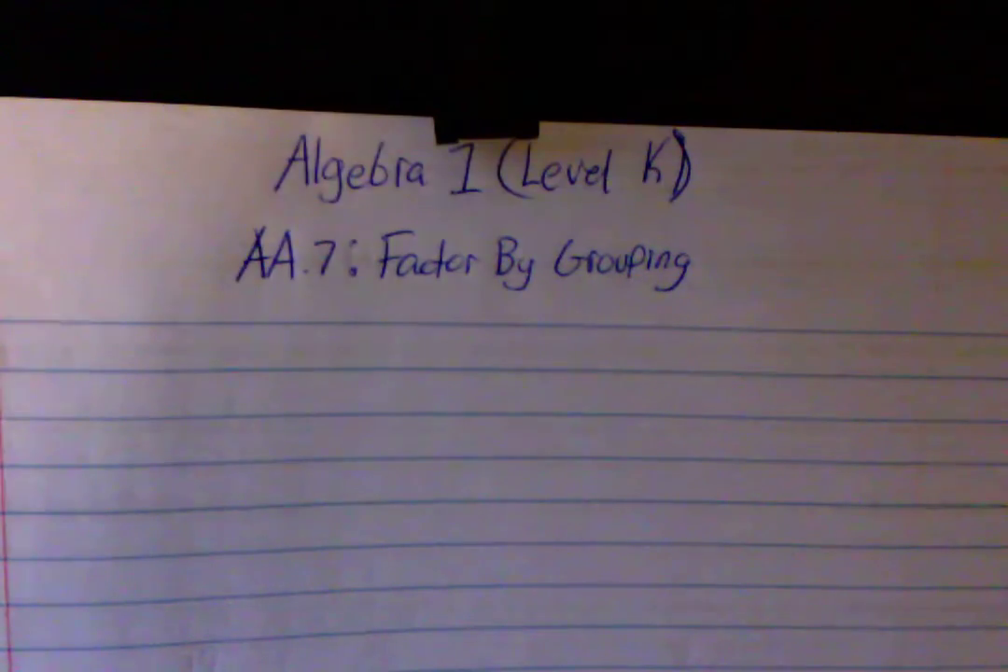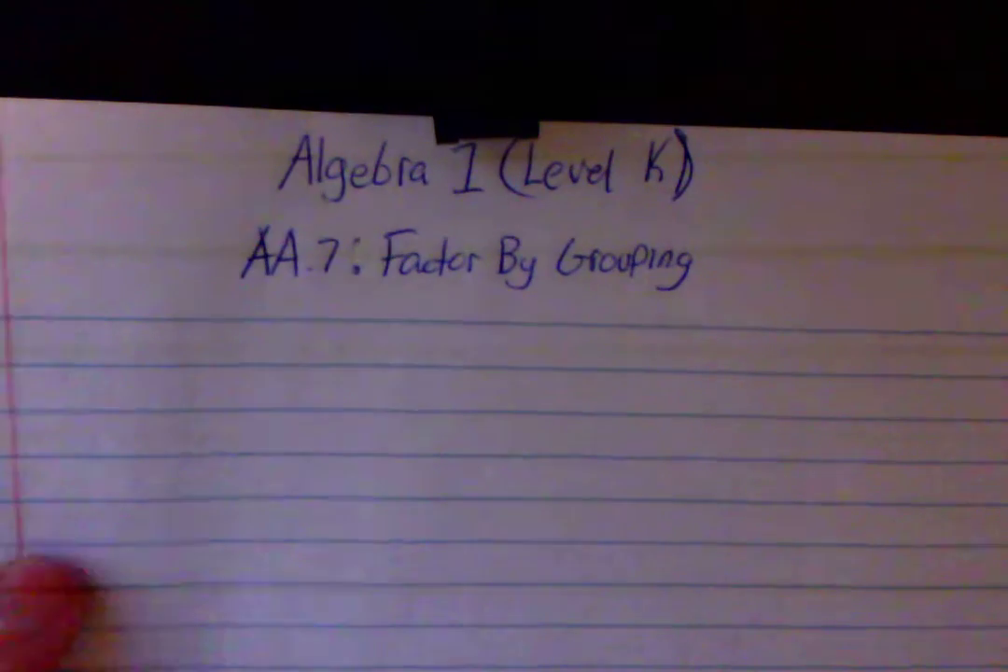In this video, I will be discussing Algebra 1, or Level K, AA.7, Factor by Grouping on IXL. So, when you're factoring by grouping, you're going to have four terms.